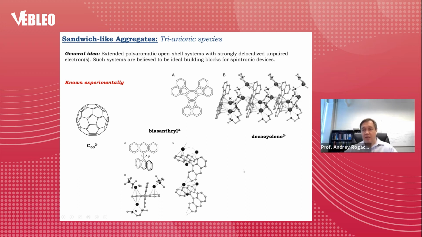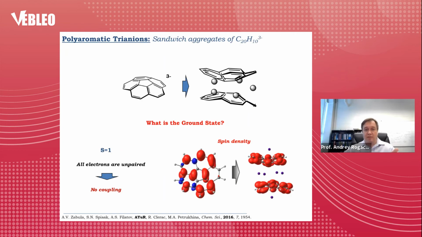So our idea was, if it was stable for tetra-anionic species, can we stabilize tri-anionic species in the same type of supramolecular aggregates? But once you consider that, definitely the first question that shows up is, what is the ground state? You have two balls, two polyaromatic surfaces, each has one unpaired electron. There could be different possibilities. After our calculations, we concluded that most probably all electrons are unpaired, and the ground state should be triplet. And here I'm just showing where these unpaired electrons are localized, as exemplified by spin density.